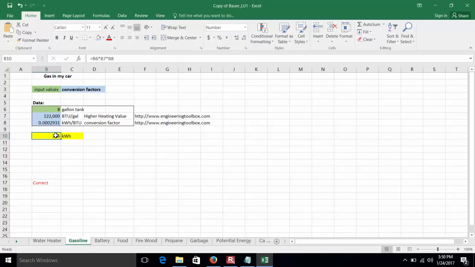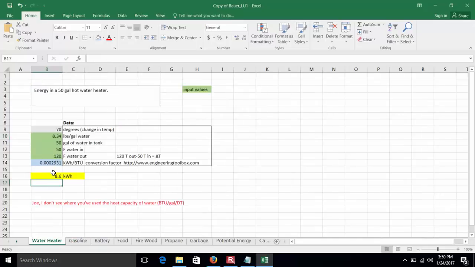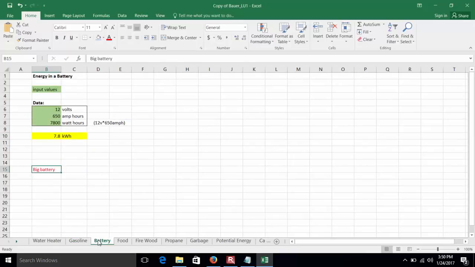So the point here is to then say, well, I've got 8 kilowatt hours, probably not correct, but you can then sort of go across the board and say, gosh, you're comparing apples and apples, basically. You're comparing energy in values of kilowatt hours. Battery, 12 volts. There's your amp hours. There's your watt hours, and then he just converts it to kilowatt hours.